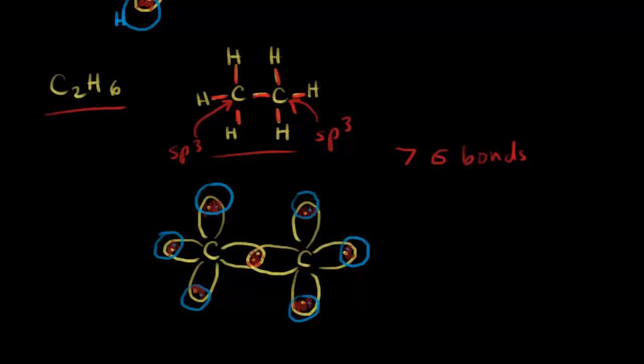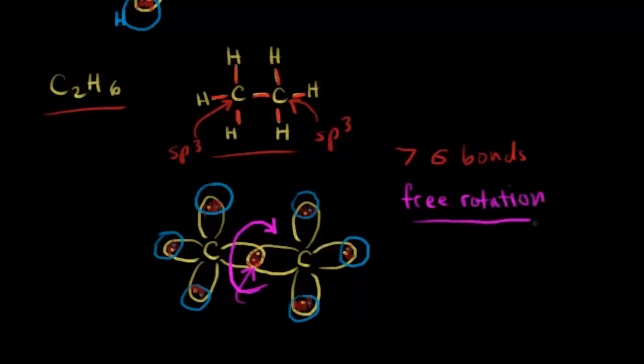Let's focus in on the bond between the two carbons now. This sigma bond right in here. There's free rotation about this sigma bond. If you can imagine rotating around this bond, these carbons can rotate in space, and that's going to give different conformations. So you can have different conformations of the ethane molecule, which we'll cover in later videos. So you have free rotation about sigma bonds. Let me write that down because that's pretty important.